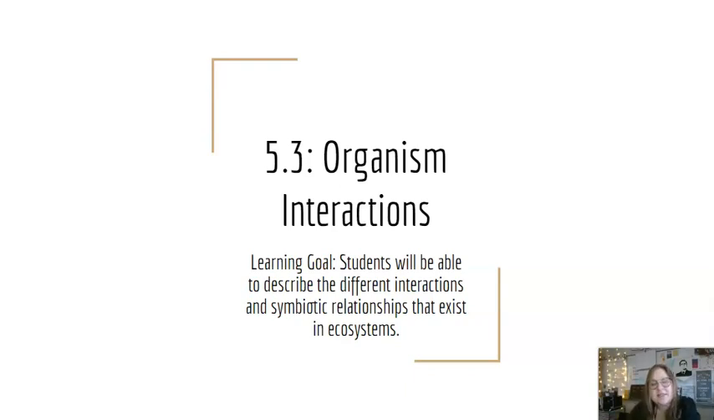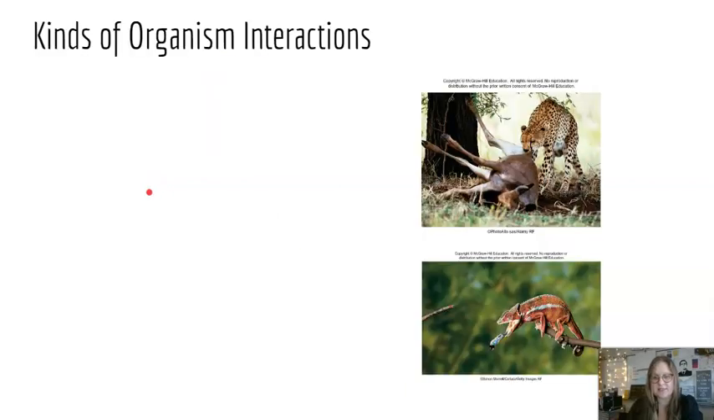All right, welcome to lesson 3 for chapter 5. We're going to talk about organism interactions here. Learning goal is that you will be able to describe the different interactions and symbiotic relationships that exist in ecosystems.